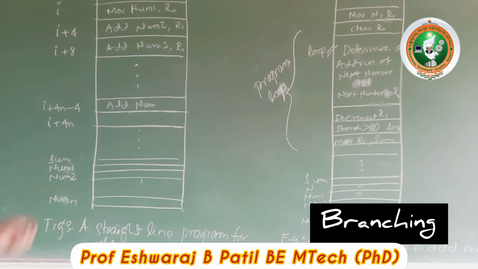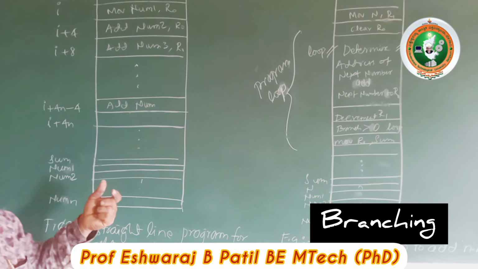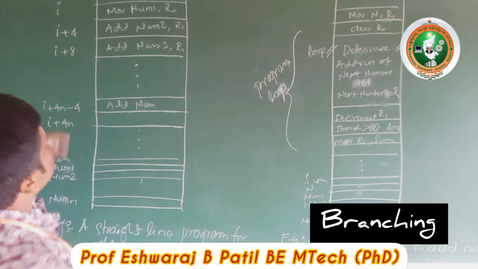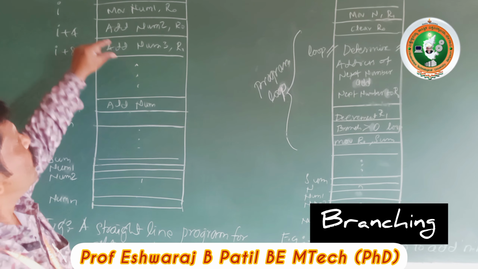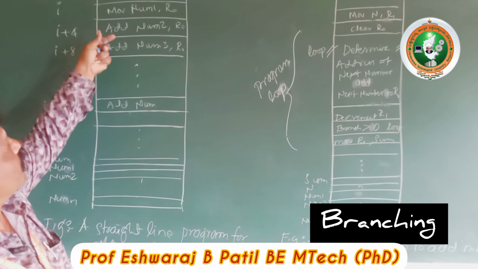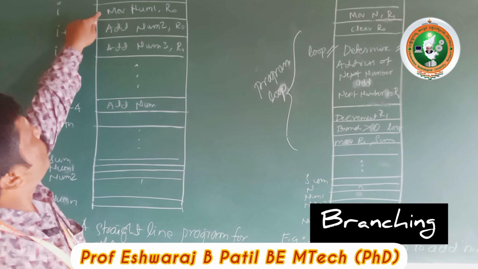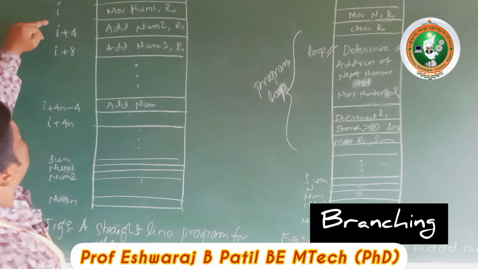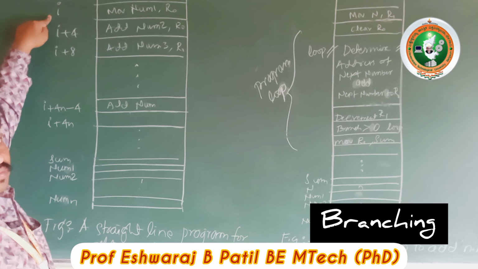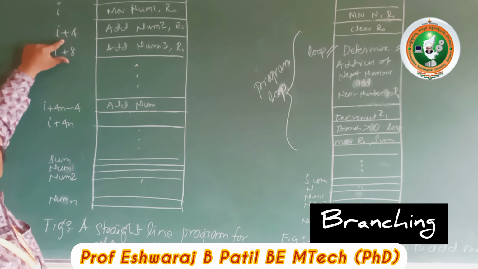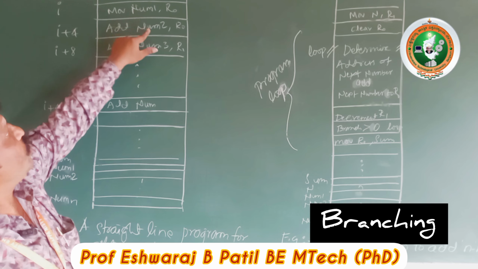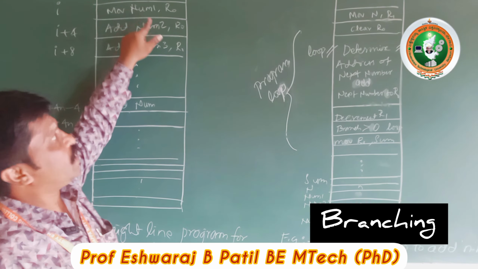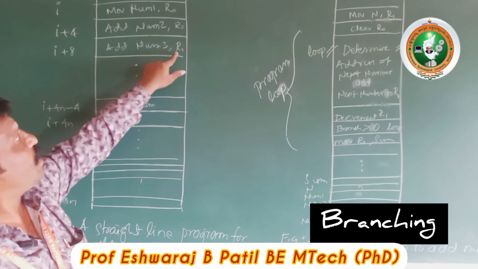Let us consider adding n numbers sequentially. Here we are writing the program in assembly language, using the instructions, the three-address instructions, and the move instruction moves number 1 into R naught. This has a memory location address, which is i itself. After that, i is incremented by 4. Next, number 2 is added to R naught. R naught has the value number 1. Number 1 plus number 2, the result becomes stored in R naught itself.